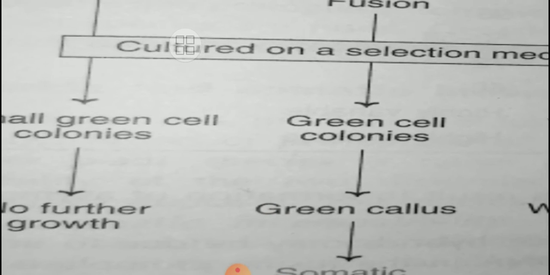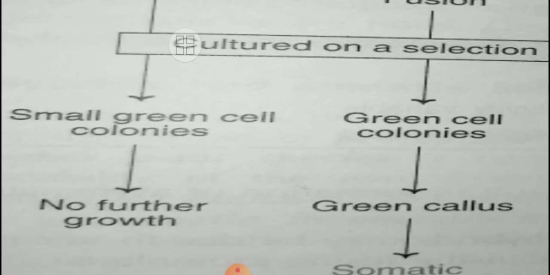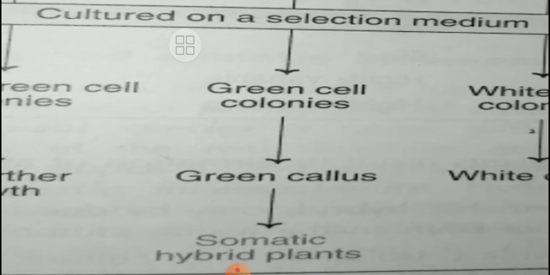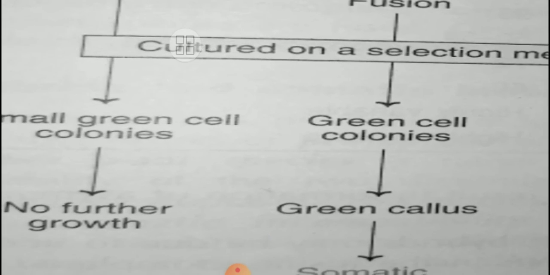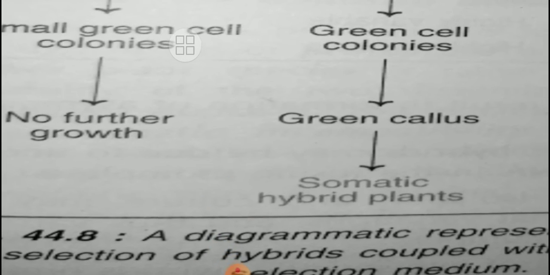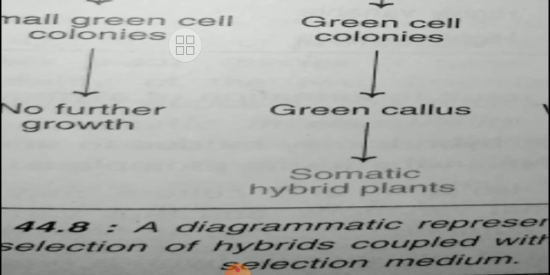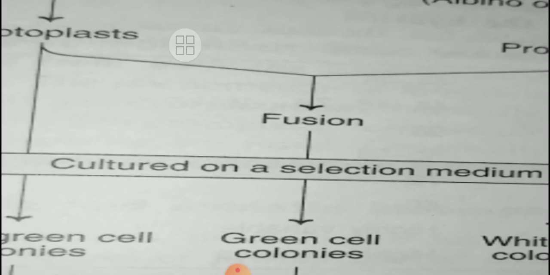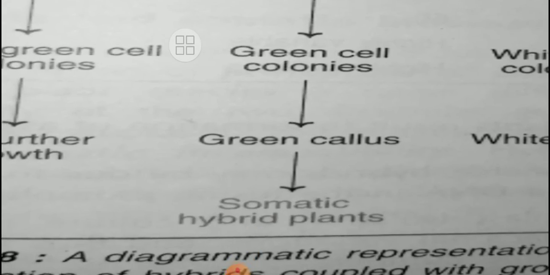Then we will find in the culture small green cell colonies only, and white cell colonies only. You have to keep in mind, small green cell colonies. Now no further growth takes place there. Here green callus will be added. We have developed a somatic hybrid. So fusion has been done between the two protoplasts of two different plants. Then we found the hybrid green cell colonies, which we selected, and again we grew them on a culture medium.